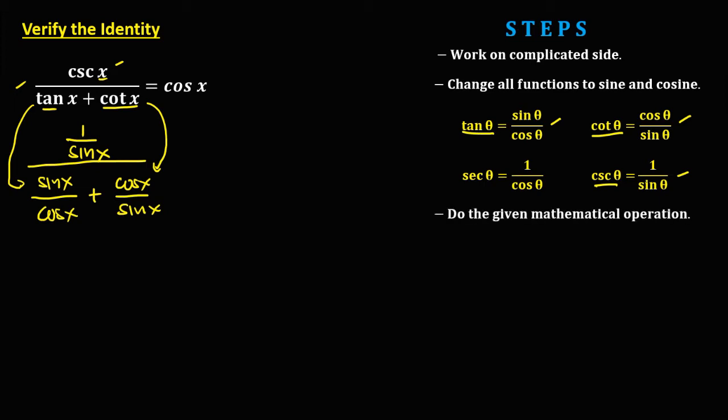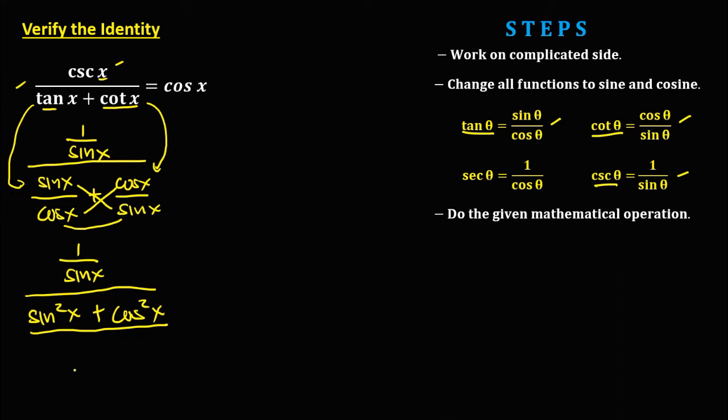Then do the given mathematical operation. For this equation, we need to simplify this denominator. So we have 1 over sine x, then over. We can apply cross multiplication for this denominator. So sine x times sine x, that's sine squared x, plus cosine x times cosine x, that's cosine squared x, then over cosine x times sine x, that's cosine x times sine x.